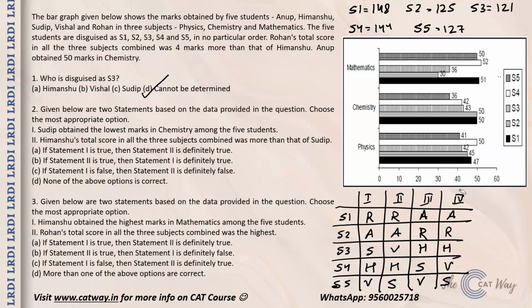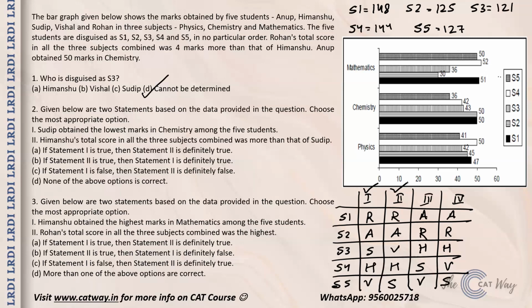Okay. Second option is statement 2 is true. So let's take statement 2 is true. So if statement 2 is true, then Himanshu's total score was more than that of Sudeep. If you talk about case number 1, Himanshu is S4 and Sudeep is S3. So between S4 and S3, S4 is greater, so Himanshu is greater. So we will be considering case number 1. Go to case number 2. Sudeep is S5 in this case, and Himanshu is S4. So between S4 and S5, again Himanshu is greater, so we will be considering case 2 as well.